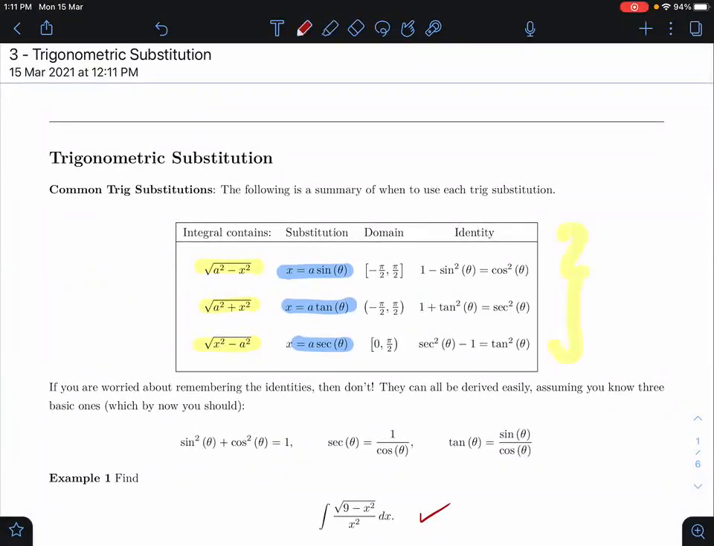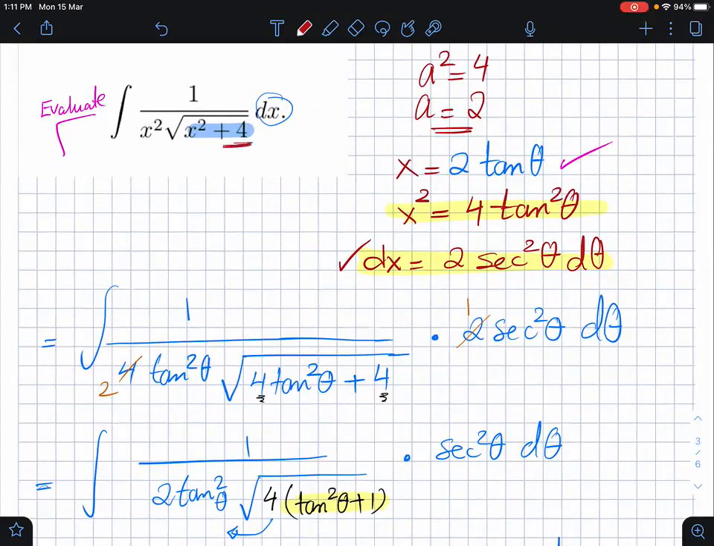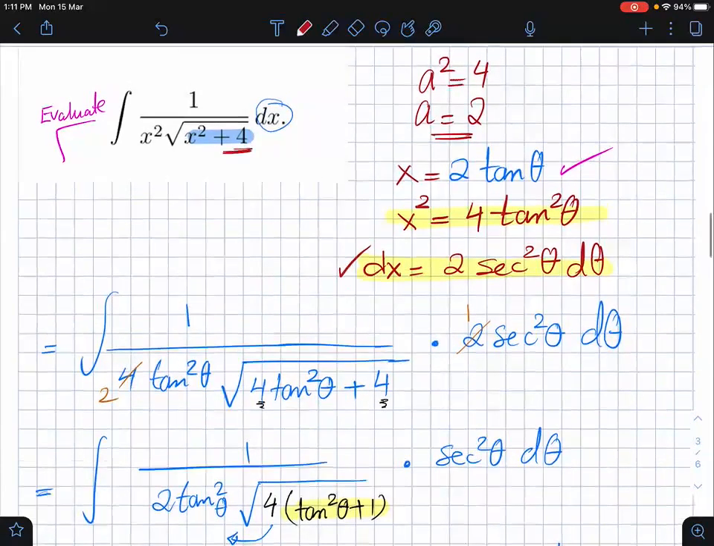You should know that if you have a squared minus x squared underneath the square root, you have to use x equal a sine theta. If you have a squared plus x squared underneath the square root, use a tan theta. And that's why we used here in this question a tan theta. A is now, according to the question, 2 because a squared is 4. So its root is 2. So we use the 2 tan theta.